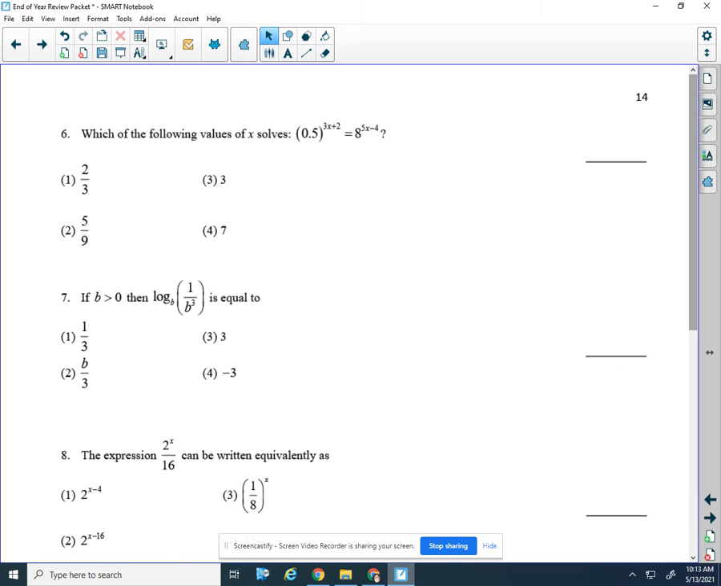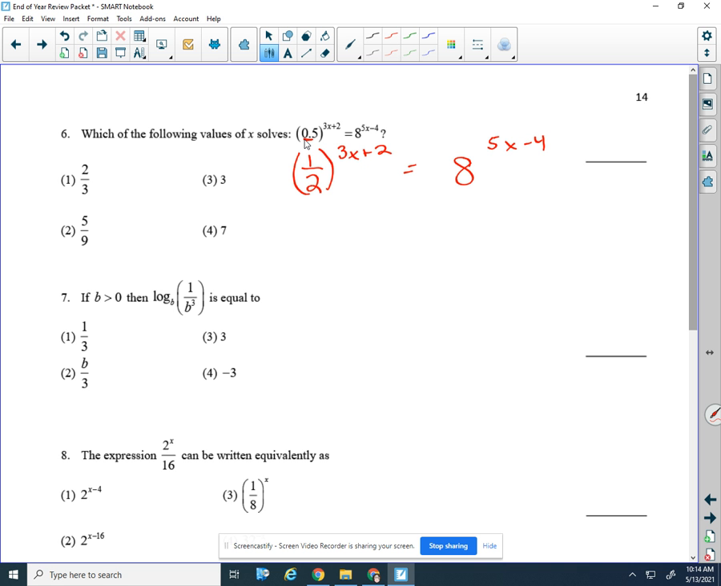Now we're on page 14, and for question number 6, we have to solve this equation. So I see there's x's in the exponent, and what I'm going to try to do first is get common bases. You can't just solve this like a regular old algebra 1 equation. So I know 0.5 is actually 1/2. So I'm just going to rewrite that. And this whole thing, 1/2 to the 3x plus 2. And I'm going to keep my 8 to the 5x minus 4.